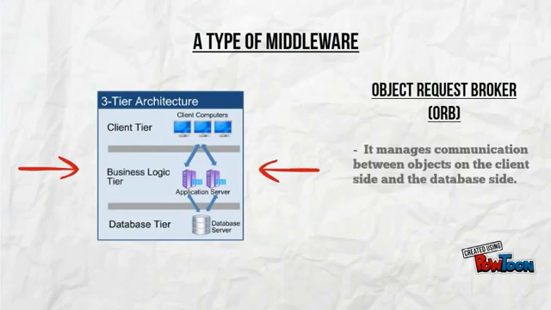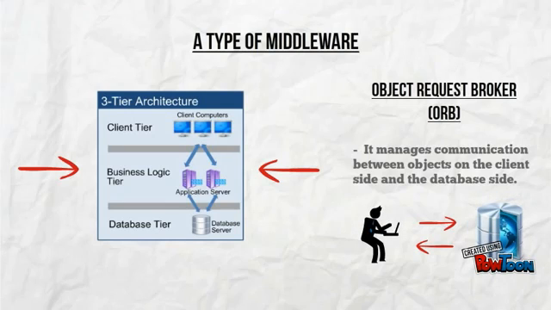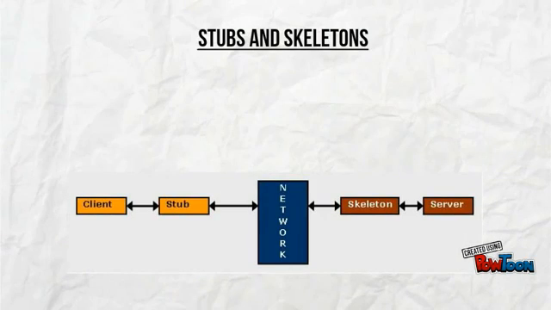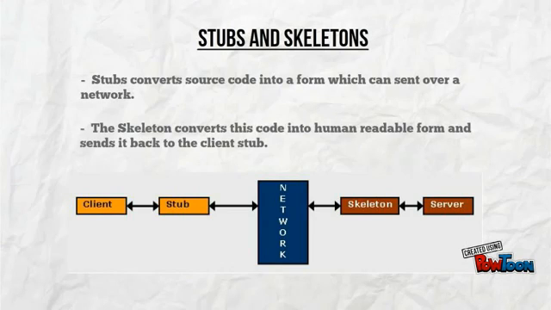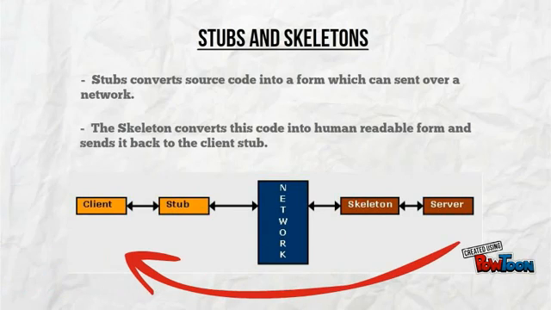The ORB manages communication between objects situated on the client side and the server side. Stubs, located on the client side, convert source code into a form which can be sent over a network. The skeleton converts this code into human readable form and sends it back to the client stub.